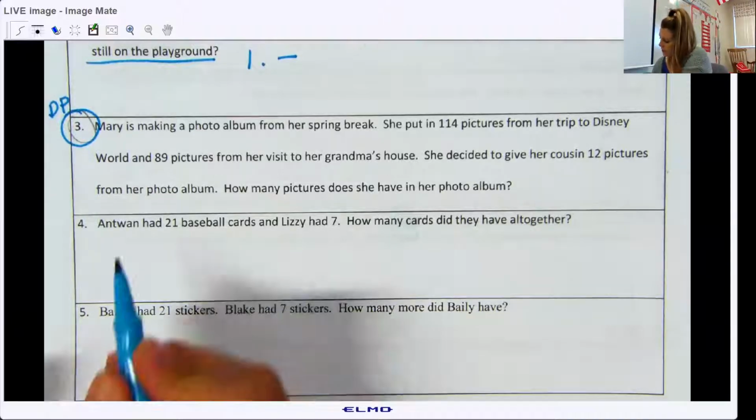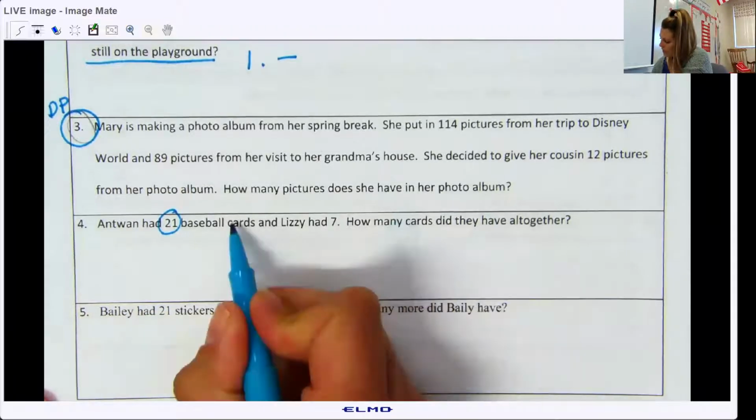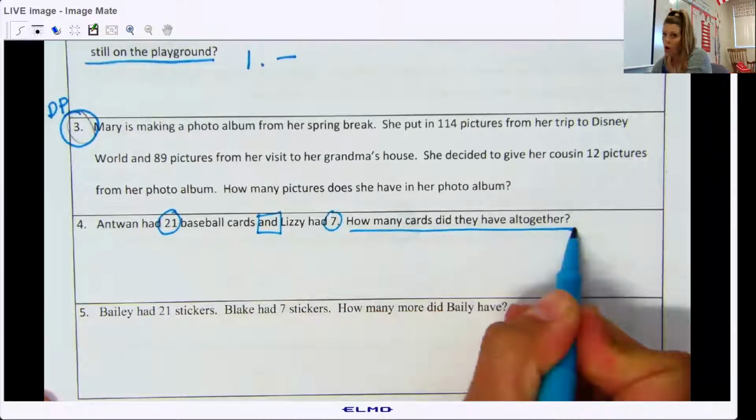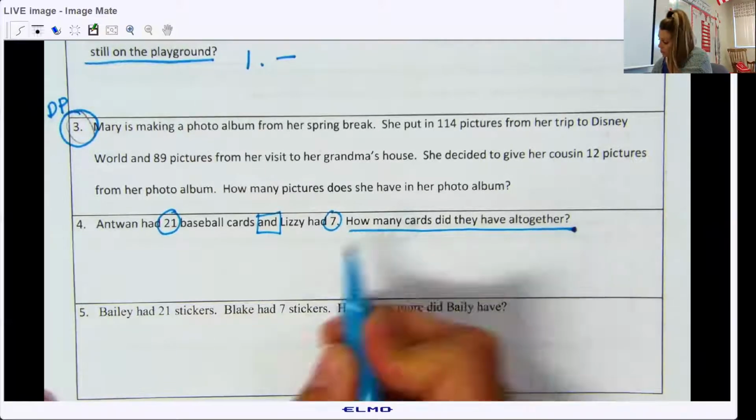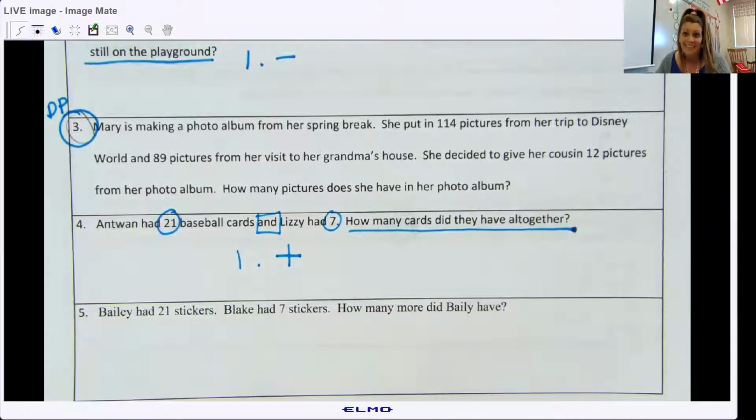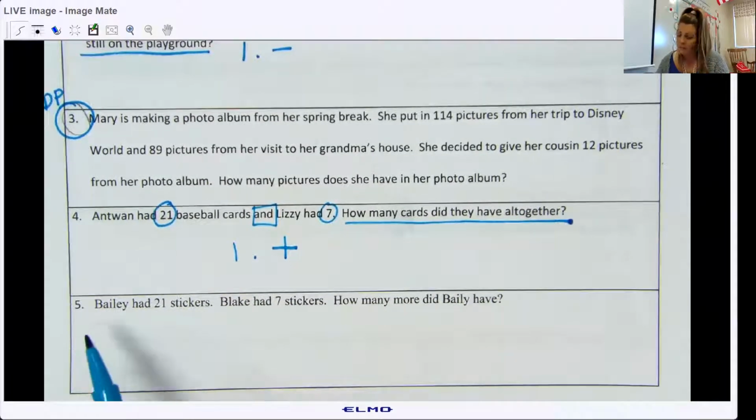All right, well, let's see. If Antoine had 21 baseball cards and Lizzie had 7, how many cards do they have all together? That's a 1 step, and you are adding. Did you get it right? I hope so. All right, number 5.